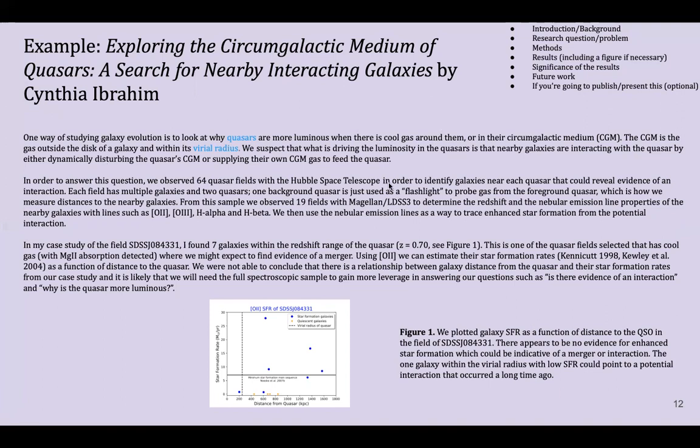The CGM is the gas outside of the disk of a galaxy and within its virial radius. So you can see that this person doesn't explain what a virial radius is, but if you're very curious, you can go and ask. So I got a question.